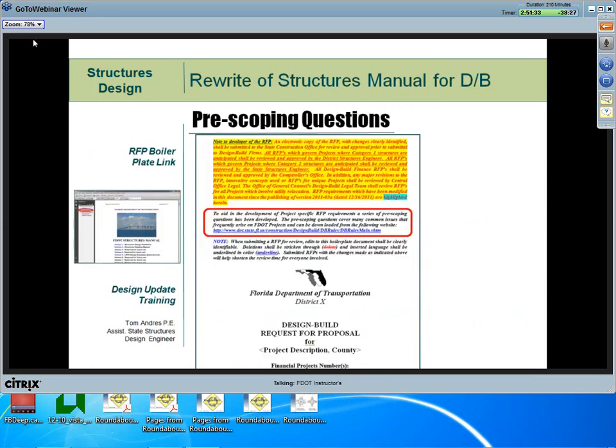So this slide shows the design build boilerplate language. The first thing you will see at the top is the link to the pre-scoping questions. You will also find a link to the pre-scoping questions on the construction website, and in the introduction to the structures manual at the link that I previously showed you, which is there on the left-hand side of the slide.